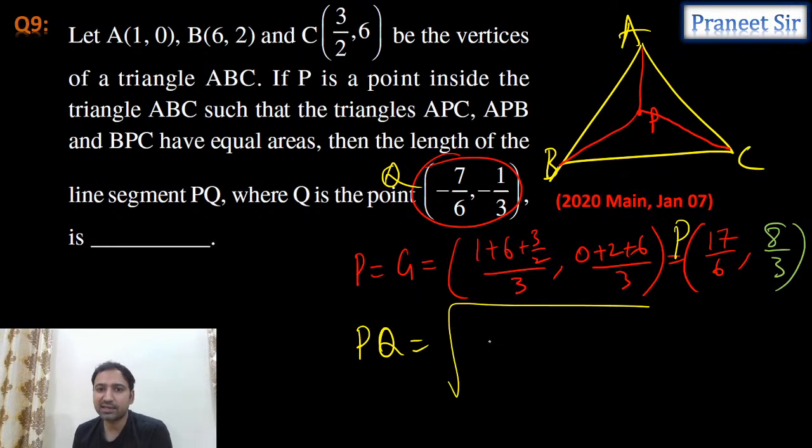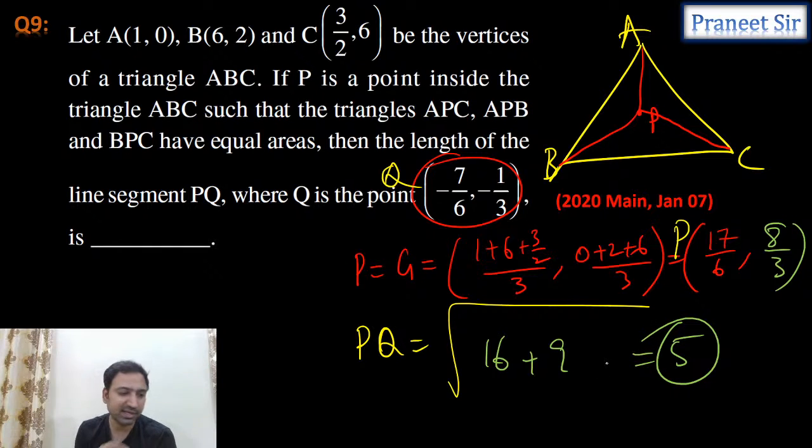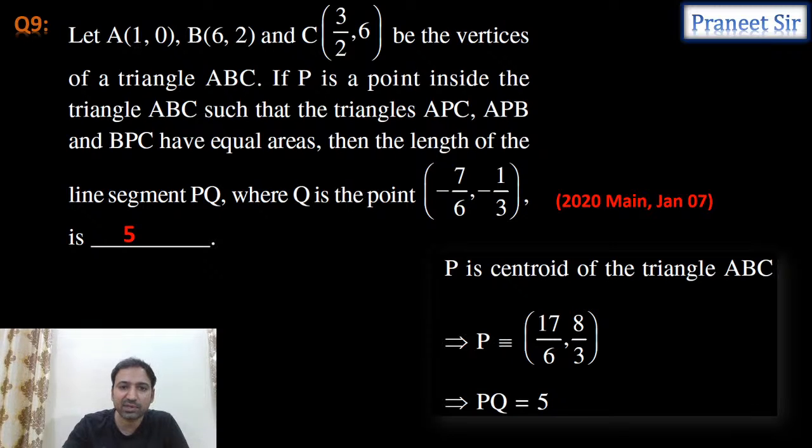Now calculate the distance between these two. When we calculate the distance between these two, 17 by 6 gives this 16, and this is a 9. Total 25, square root is 5. Yes, 5 is the answer. Correct, guys. So is it clear? It's a very easy question. The point P, which is inside the triangle such that all the three triangles' areas are equal, is nothing but the centroid only. So we should calculate the centroid.